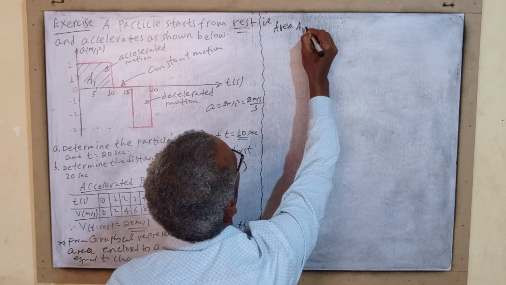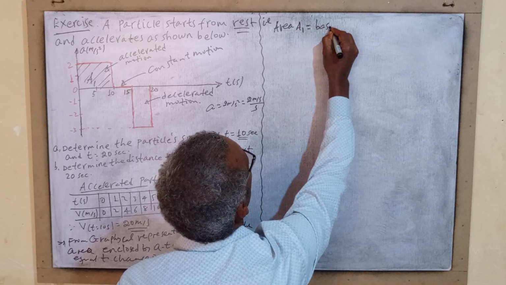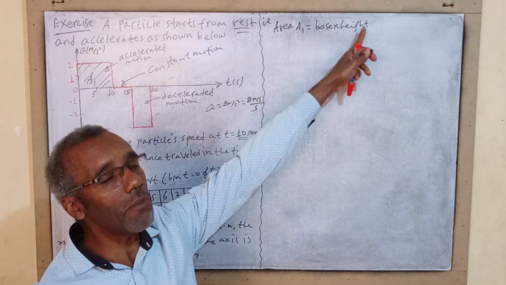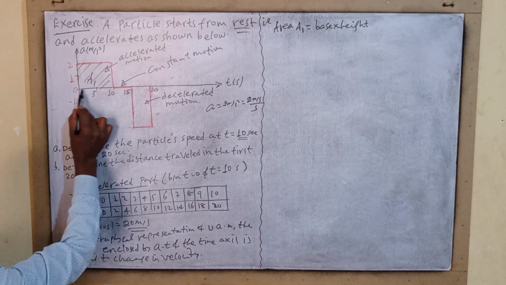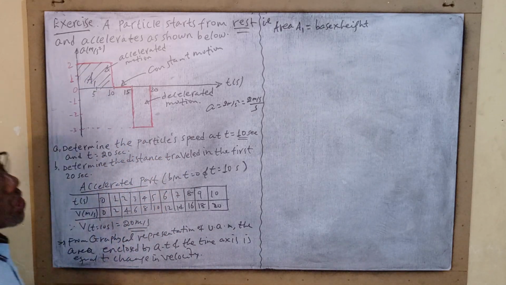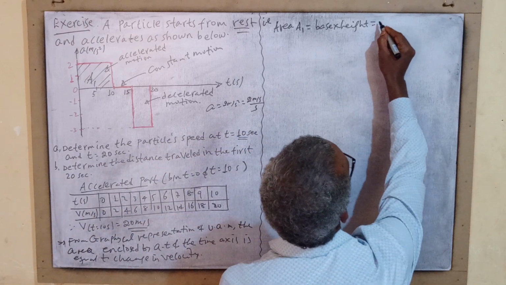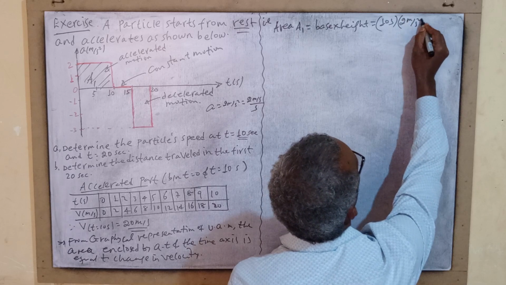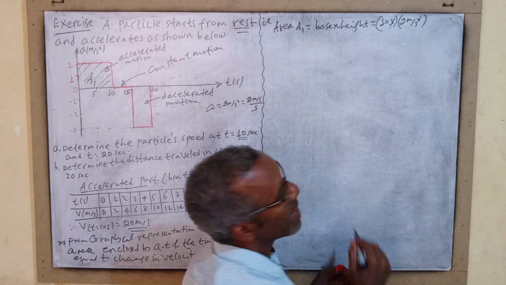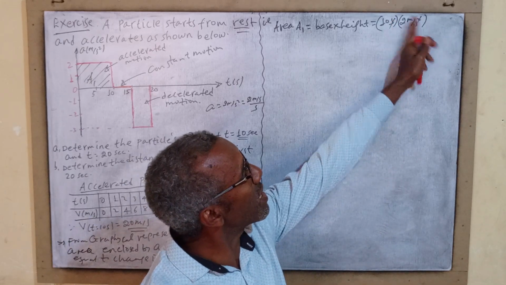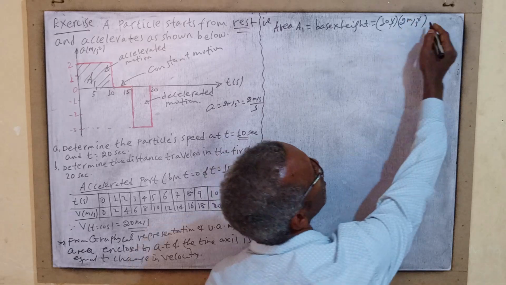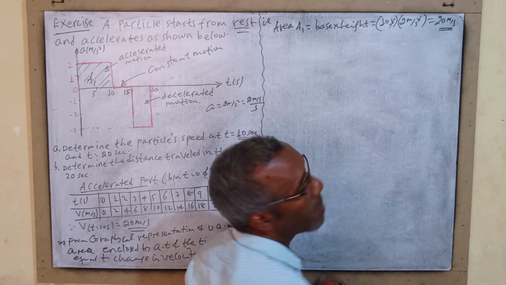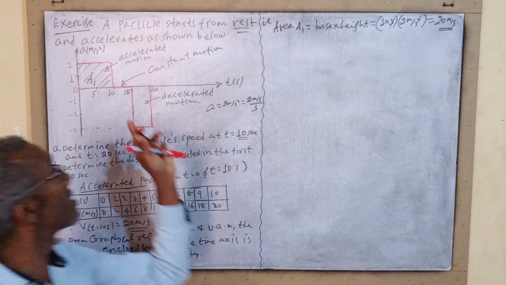Area A1 is equal to base times height. In this case, our base is 10 seconds and our height is 2 meters per second square. This is equal to 10 seconds times 2 meters per second square. Second goes with second, and 10 times 2 is 20 meters per second. This is the area under this curve.